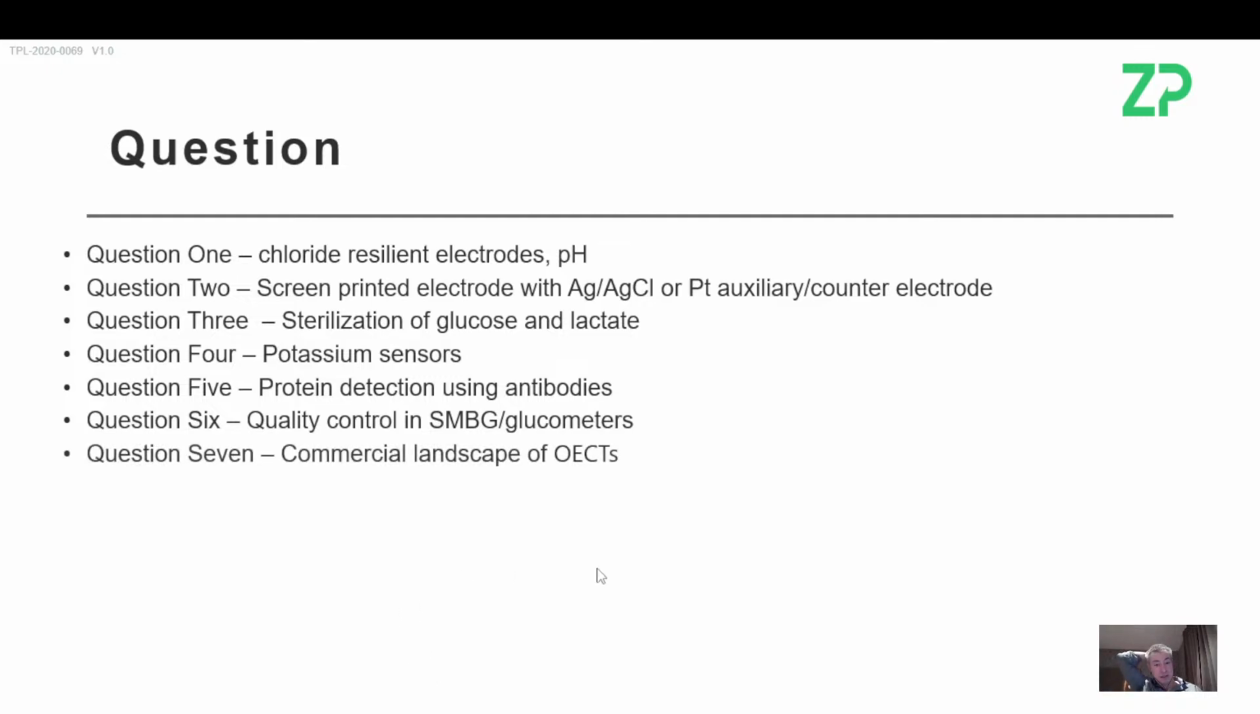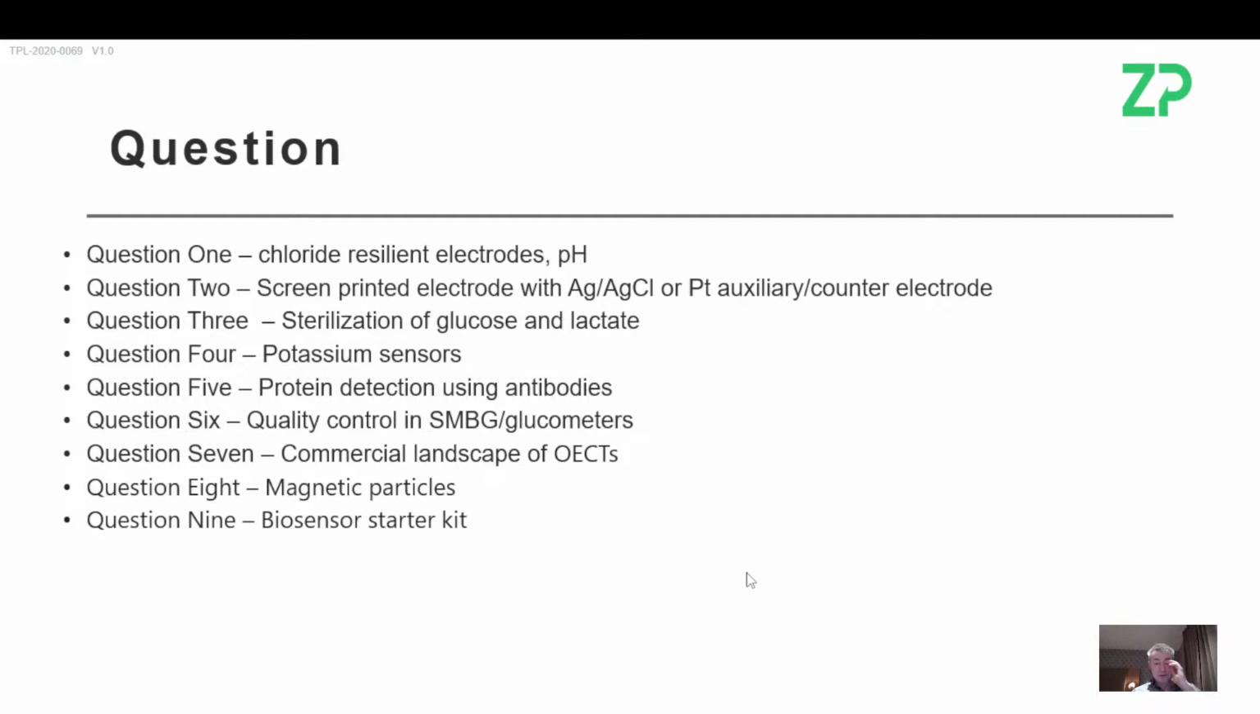The commercial landscape, or why is there a lack of commercial landscape for organic transistors, or these organic conducting transistors? I'll discuss that. Just a quick comment about magnetic particles. I really quite like magnetic particles. I have seen them used really well. I think it's a nice technique for bringing samples to the electrode.